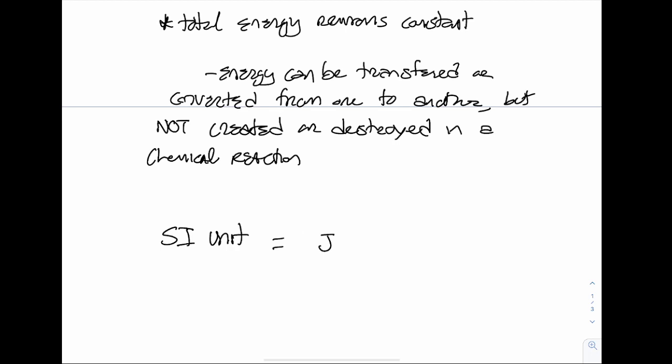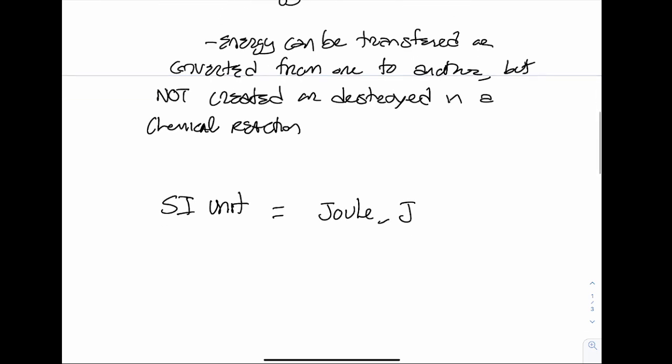Because you don't need the one there. You can have more than one joule. Our SI unit is a joule, abbreviated a capital J. Often we talk about kilojoules, so 1,000 joules in a kilojoule. A joule is a derived unit. Remember our 7 fundamental units, a joule was not one of them.